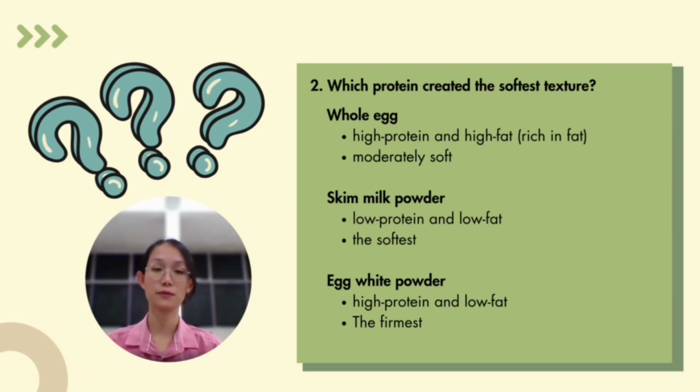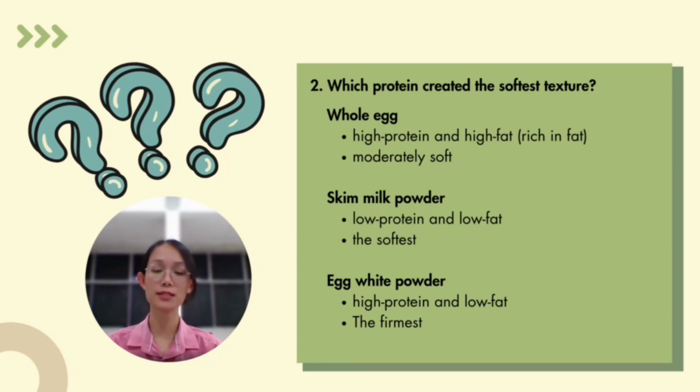Muffin made with skim milk powder and distilled water only. There are three types of protein: whole egg contains high protein and high fat. Skim milk powder contains low protein and low fat. Egg white powder contains high protein and low fat. The lower the protein content, the softer the texture. The higher the fat content, the softer the texture.